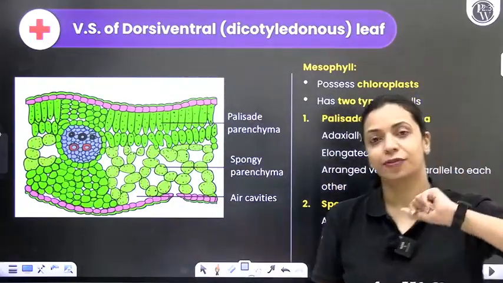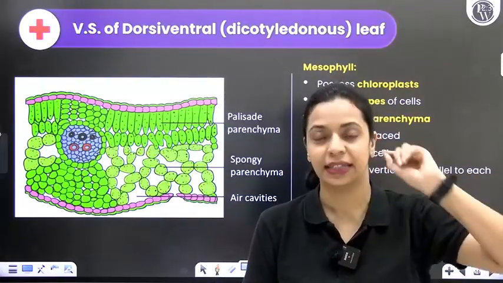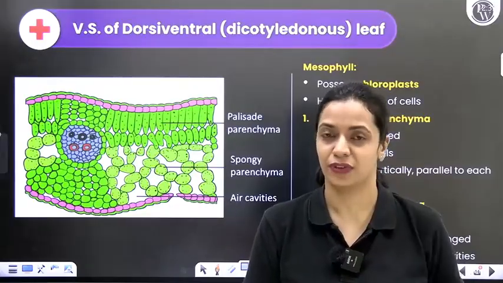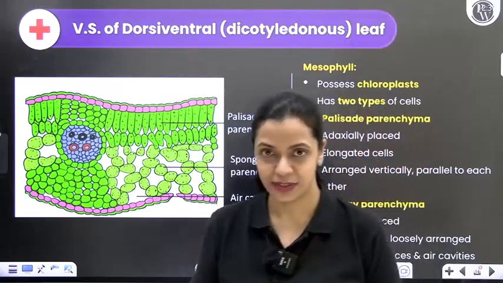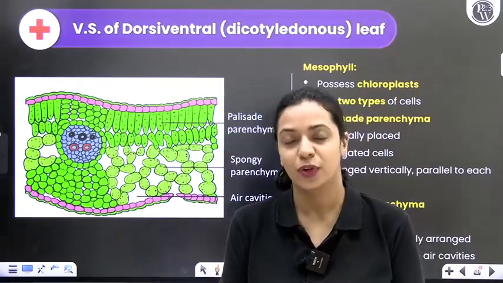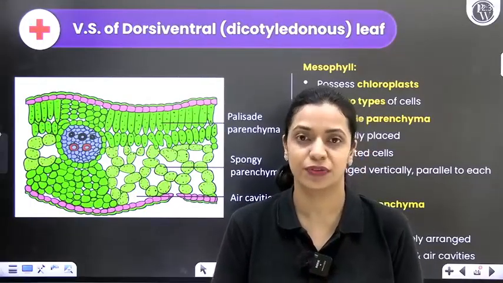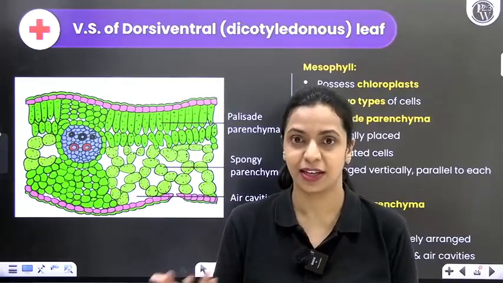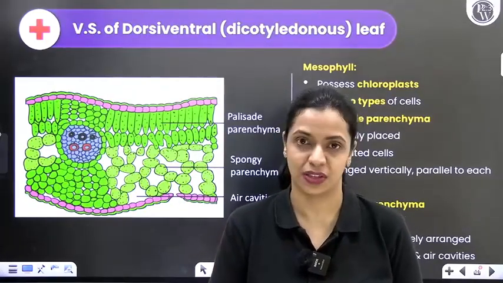Now the second difference between the dorsal and ventral sides in a dicot leaf is with respect to the parenchyma in the mesophyll. You know that dicot leaves, or any leaf for that matter, is the photosynthetic organ, right? It is where photosynthesis majorly takes place. So the parenchyma present in the mesophyll will have a lot of chloroplasts. They are basically called chlorenchyma because they have abundant chloroplasts for photosynthesis.